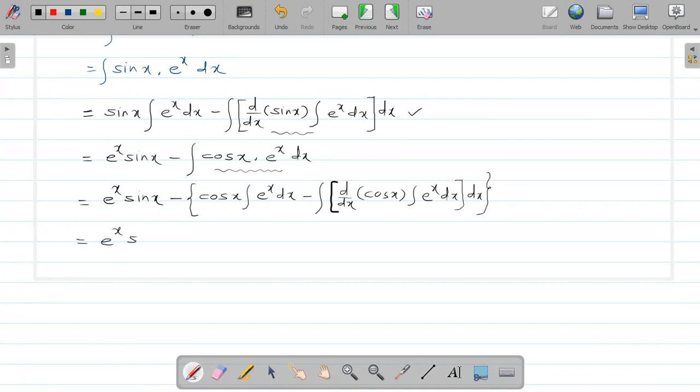So e raised to x into sin x as it is minus, now in curly bracket see here, cos x as it is into integration of e raised to x is e raised to x. Now here it is minus and we have to evaluate the integration of this derivative of cos x. Derivative of cos x is, all of you know that it is minus sin x, right, in bracket, into integration of e raised to x is e raised to x, and we have to evaluate the integration of this.